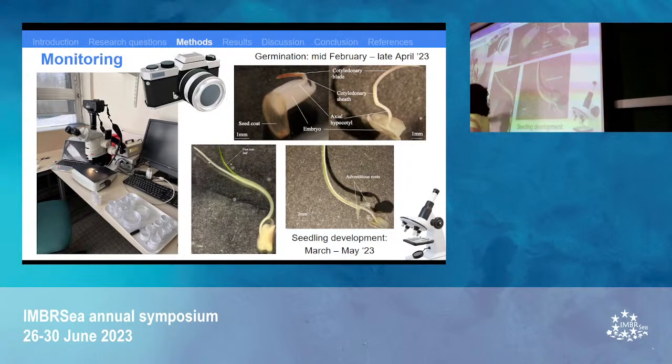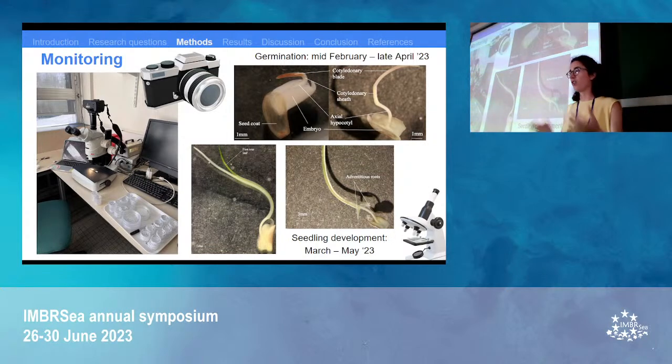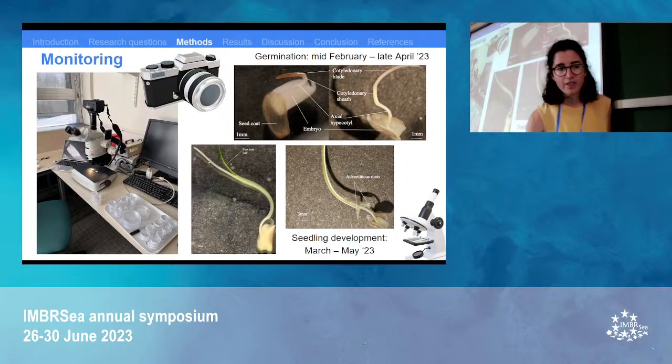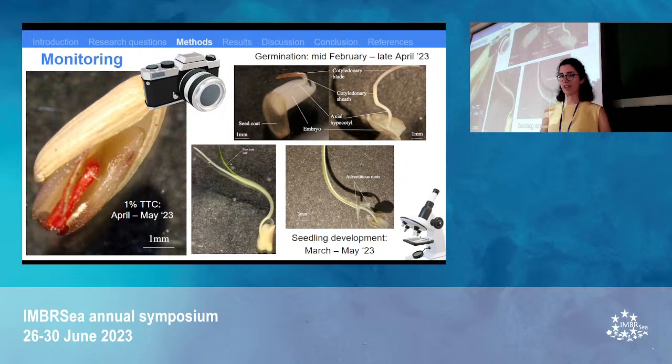These are all my seeds in my petri dishes. And again, every 2 to 3 days, I went and took photos to then take measurements of the seedling development. And then lastly, the seeds were also checked for viability. So we assessed the viability with tetrazolium chloride assays, which is basically a colorless compound that turns viable seeds red. So that one that you see is a viable seed.